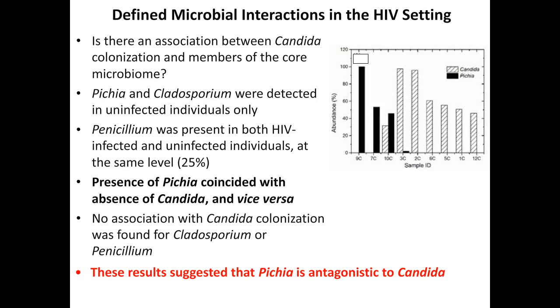The other thing we looked at: we know Candida can cause oral candidiasis, so we wanted to see what correlates with the presence of Candida, whether negatively or positively. First of all, Pichia and Cladosporium were detected in uninfected individuals, whereas Penicillium was detected in both HIV infected as well as uninfected individuals to the same extent. We found 25% in that group. Now, when we looked at Pichia, which is in black in the histogram, we found that when you have Pichia, you don't have much Candida, and when you have Candida, which is the hatched histogram, not much Pichia. This suggested to us that Pichia is an antagonistic organism when it comes to Candida.